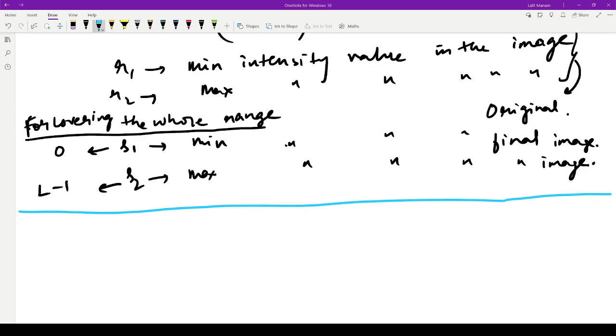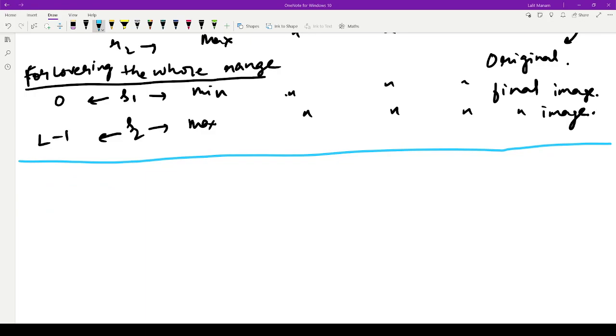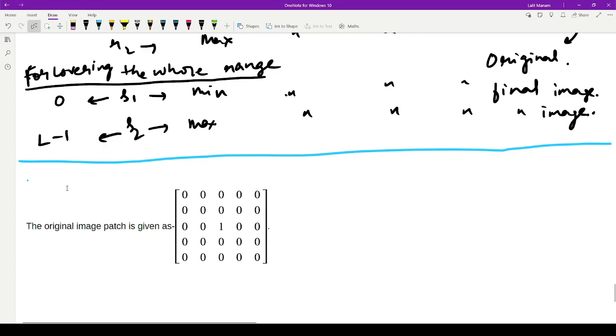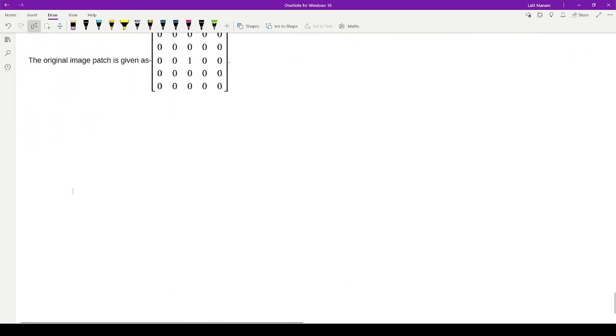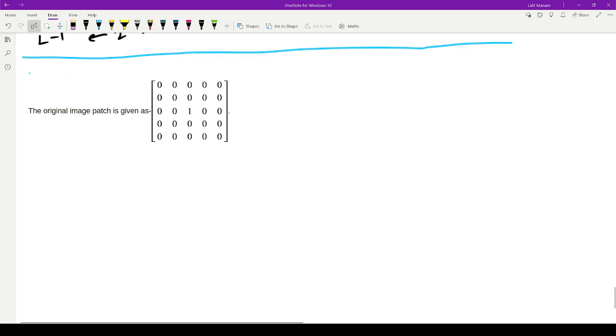This is an interesting question if you ask me. This is the original image patch given like this, and then we have the final. Then we have a filter applying on top of it. So if you apply filters on this, then what should be the output of application of this filter on this image? Anyone? How to proceed? Need to perform convolution.